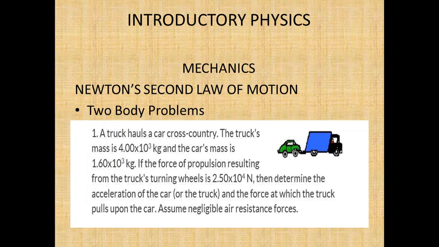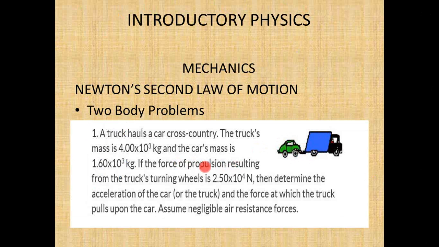The truck's mass is 4 times 10 to the power 3 kilograms, and the car mass is 1.6 times 10 to the power 3 kilograms. Okay, so what you have is a situation where you have a towing. So this is your truck. There's a connection here, a cable, and then you have the car at the back. You have the weight of the truck, the weight of the car, and the tow. It's called the tow truck. The tow truck is pulling the car.